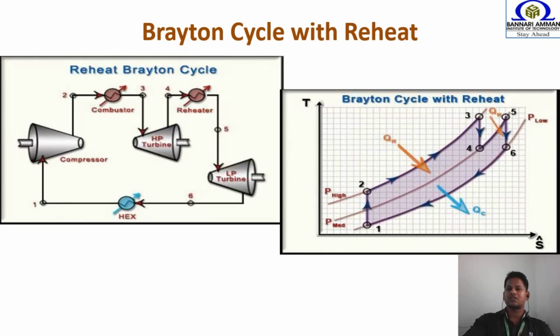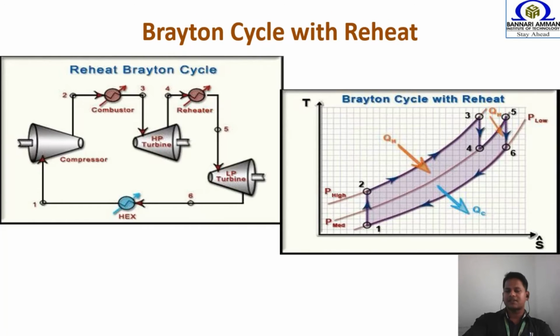You see how the TS diagram will be. As usual, the 1 to 2 process is isentropic compression from 1 bar to 10 bar, and 2 to 3 is nothing but isobaric heat addition. So heat is added, so temperature is increasing. Now you see here 3 to 4, instead of a single turbine from 10 bar to 1 bar, we have two turbines. In one turbine we have isentropic expansion from 10 bar to 5 bar, and in another turbine we expand the gas from 5 bar to 1 bar. In between these two turbines, once again we have a reheater which is heating the gas.